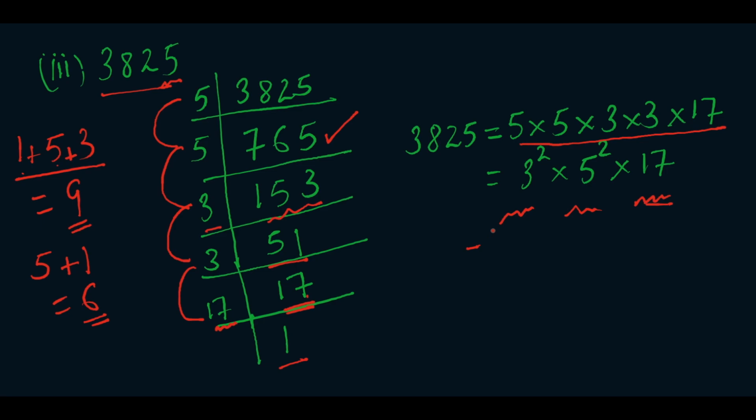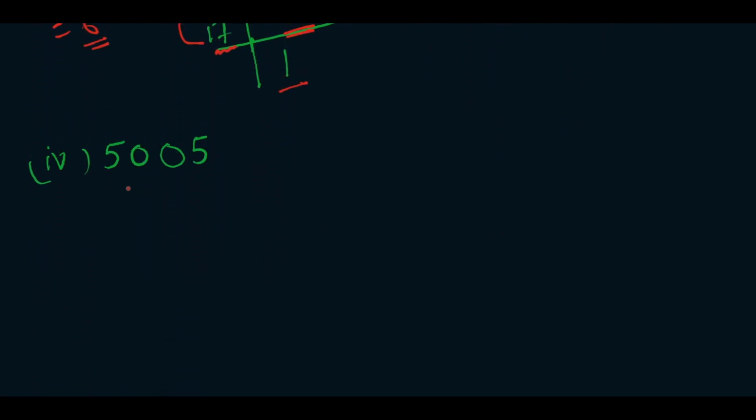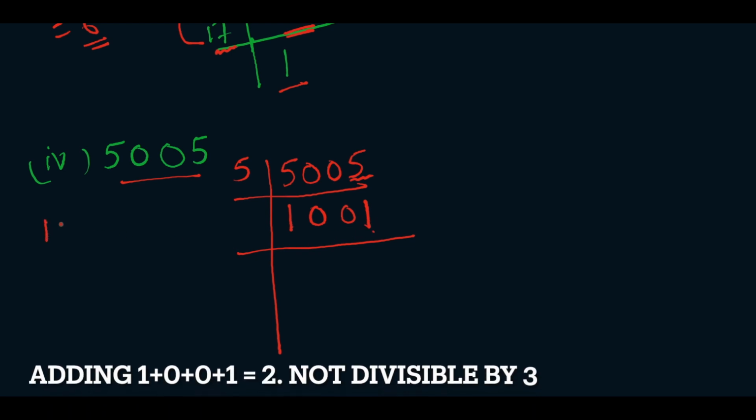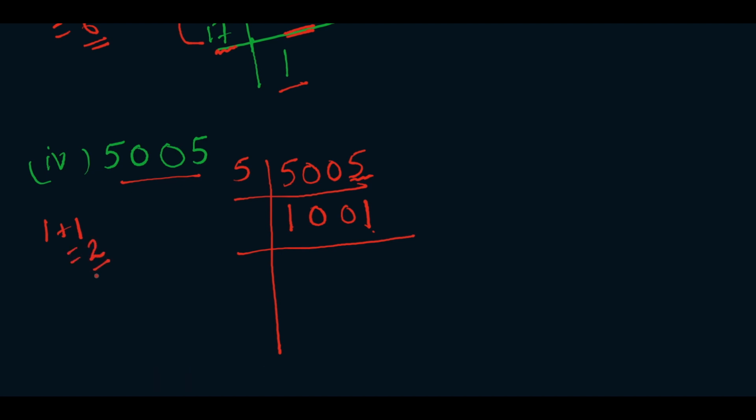Now let us move on to our fourth question. Our question here is 5005. So let us write 5005. Now 5 is at the ones place, so we will divide by 5. We get 1001. Now for this 1001, 1 plus 1 I am doing here, but I get 2. 2 is not divisible by 3, so this number is not divisible by 3.